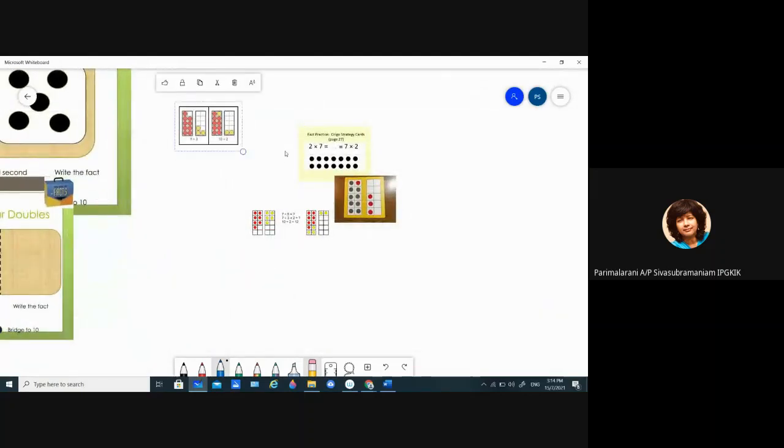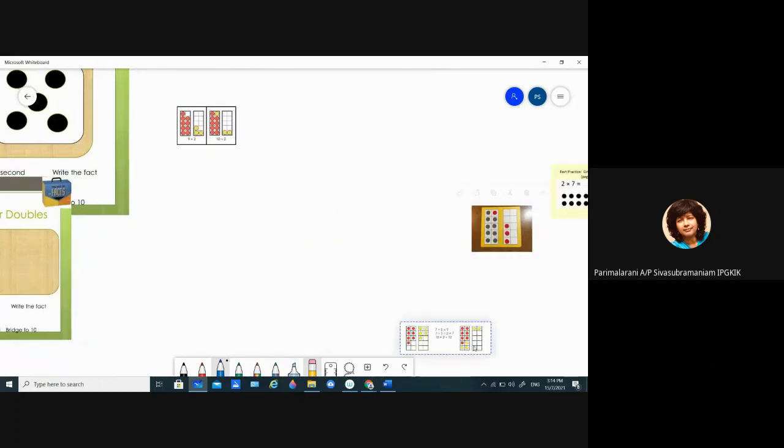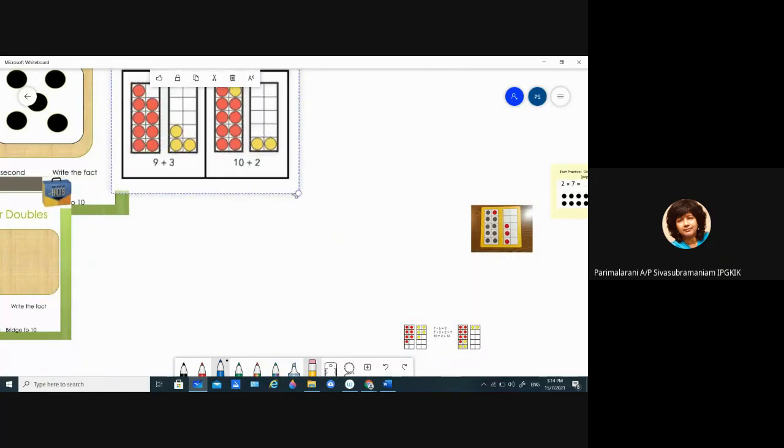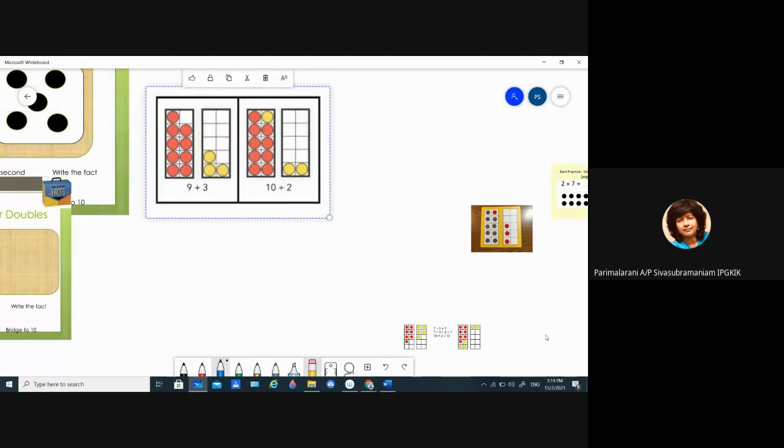And this, like what Amir showed you just now, these are actually called 10 frames. When you have 10 things like that, it's called a 10 frame. We usually use 10 frames for bridge to 10. Like this, 9 plus 3. So when the student looks at 9 plus 3, we must teach them to think like this: 10 plus 2. They must think 9, there's one more space here. So this one yellow must move into that space to complete the first frame. So 9 plus 3 is 10 plus 2.